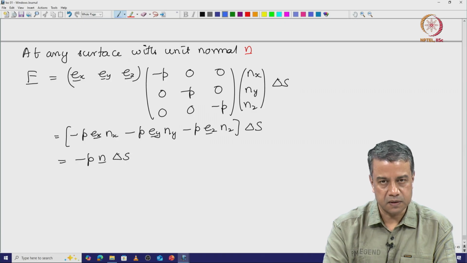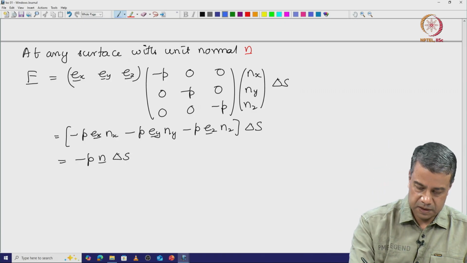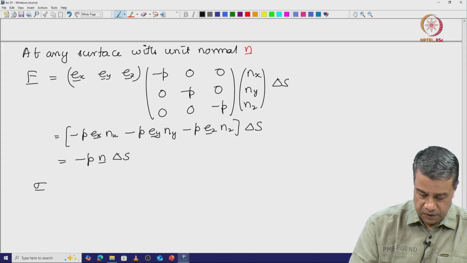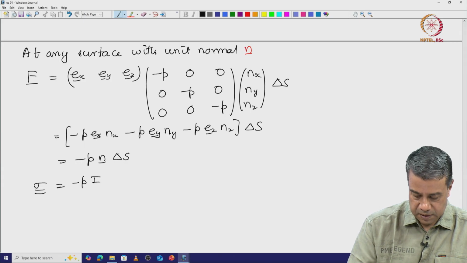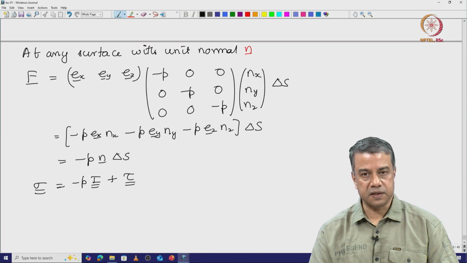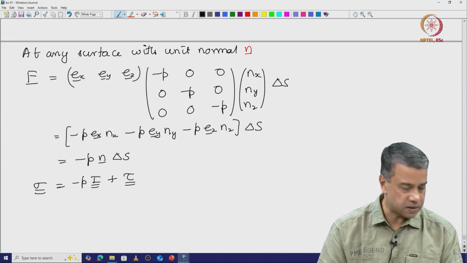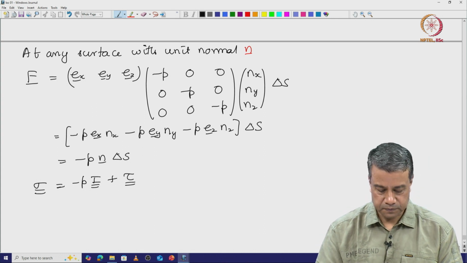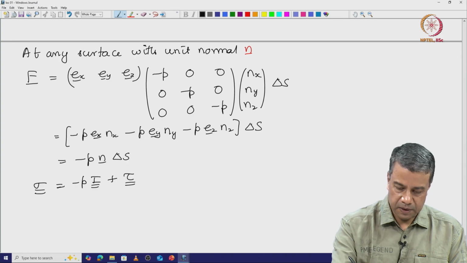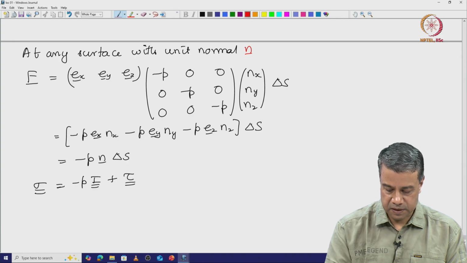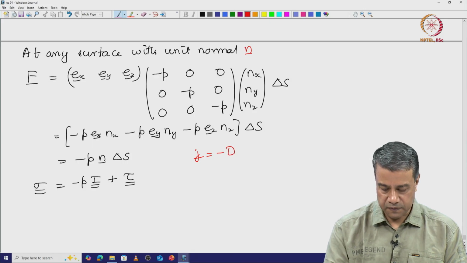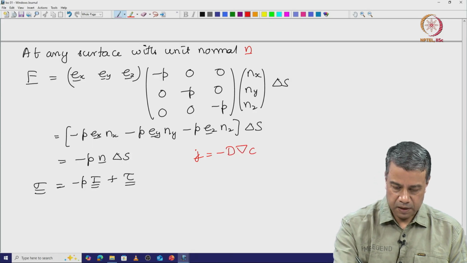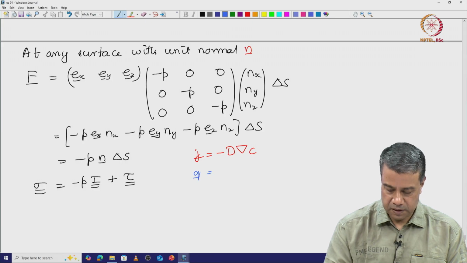Okay. So, the stress tensor in a flowing fluid can be written as minus P times the identity tensor plus tau, where tau is the viscous stress which is present only in the presence of flow. Okay. And if you recall, when we did mass and energy conservation, we wrote down Fick's law for diffusion and Fourier's law for heat conduction.